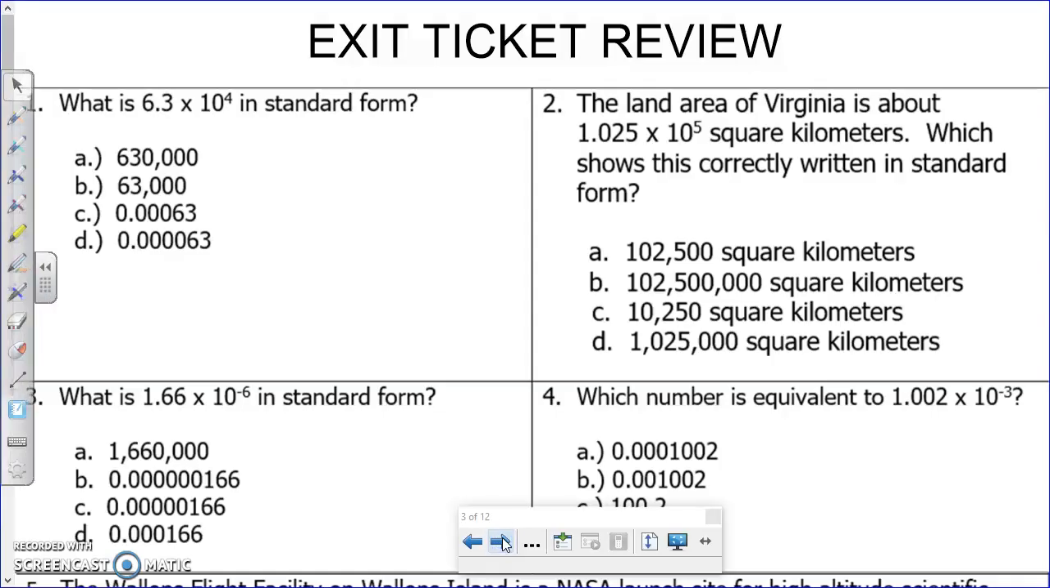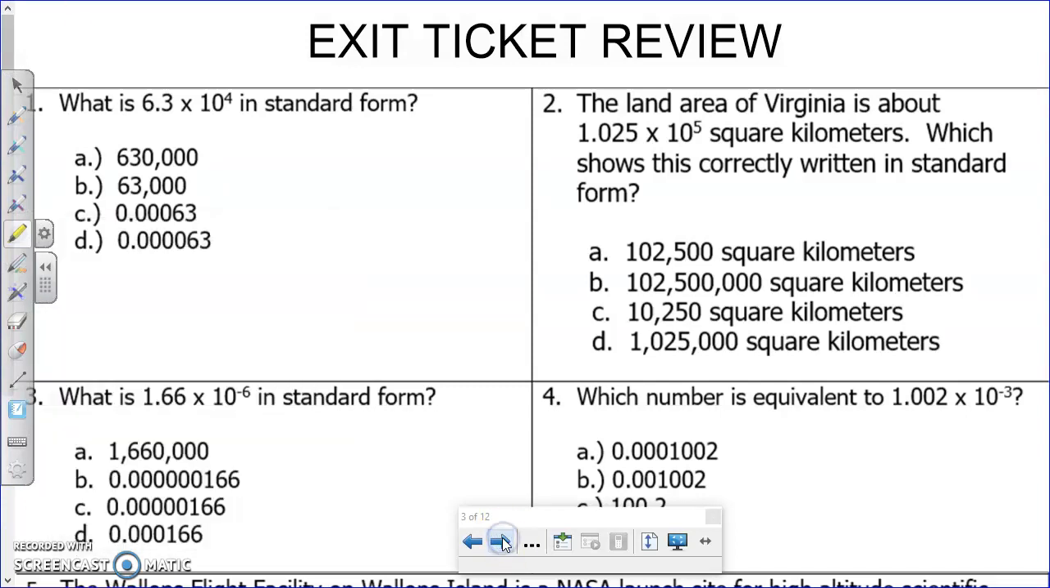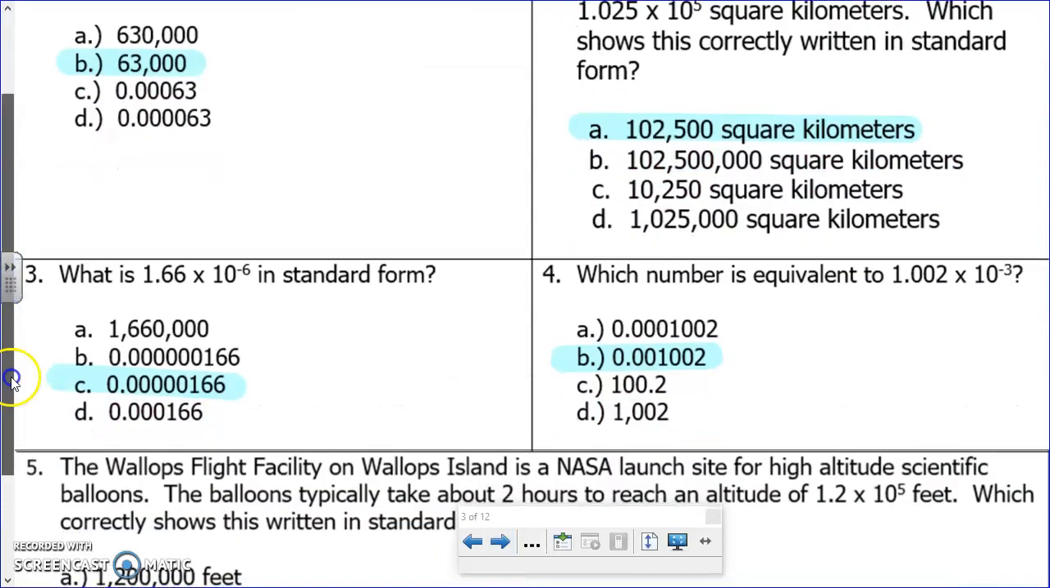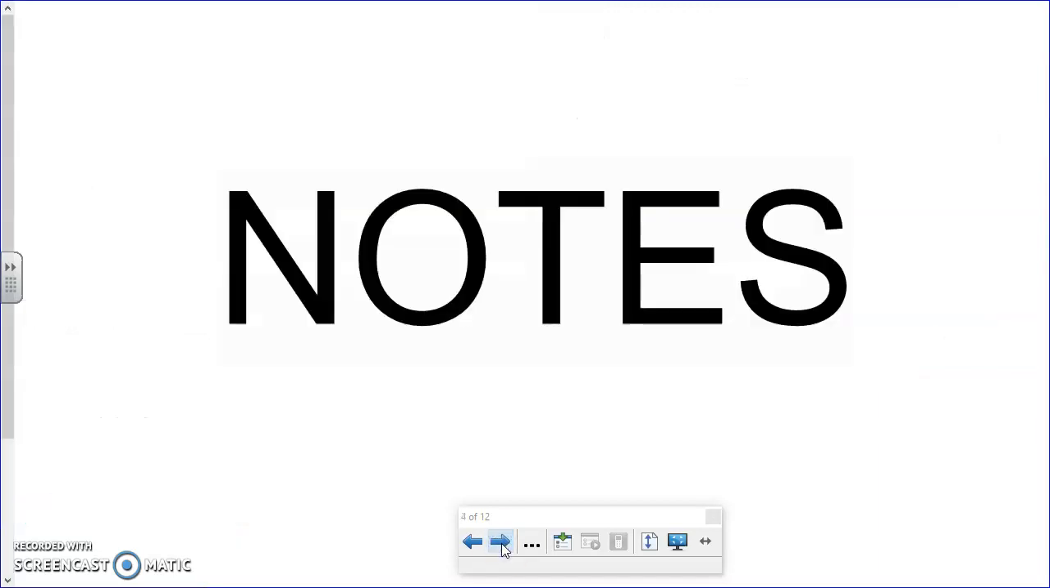Quickly, your answers to your exit tickets yesterday, most people did very well. I'm just going to highlight quickly the answers so that you have them. If there are any questions, I will happily answer them when I get back tomorrow. This one, the biggest answer, number 5, it was a positive exponent, so it needs to be D. So now it's time for notes.